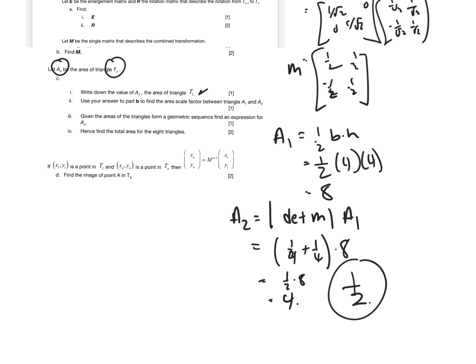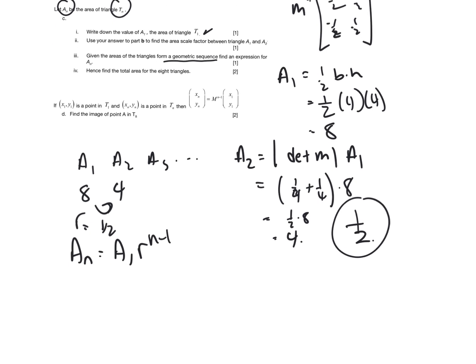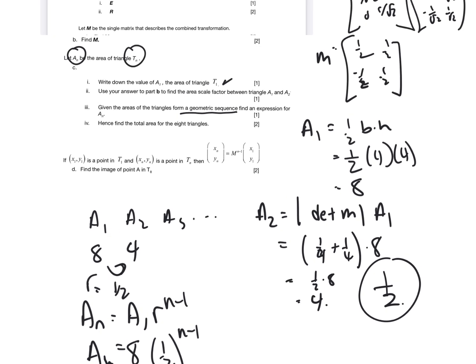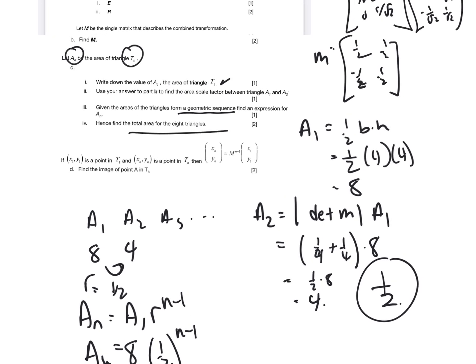So now, given the areas of the triangles form a geometric sequence, find an expression for AN. Well, if it's a geometric sequence, A1, A2, A3, and so on, I know this is 8, this is 4, so it's going down by 1/2, which is my R value. So my formula for a geometric sequence is AN equals A1 times R to the n minus 1. A1 is 8, R is 1/2, so 8 times (1/2) to the power of n minus 1 is my formula for AN.